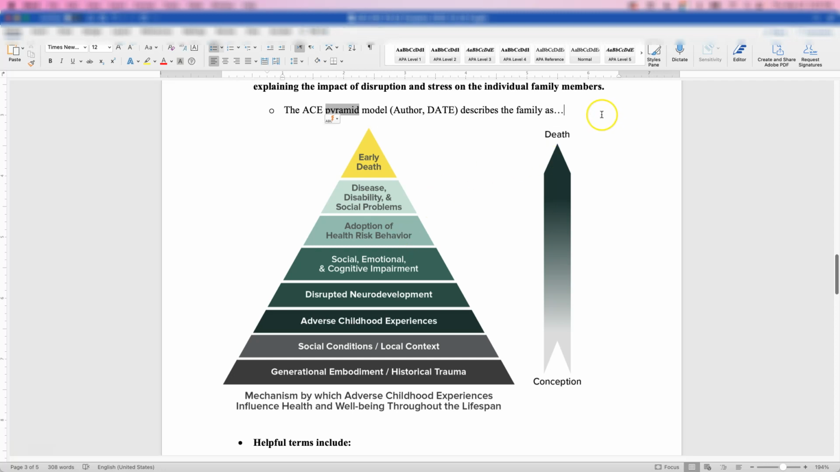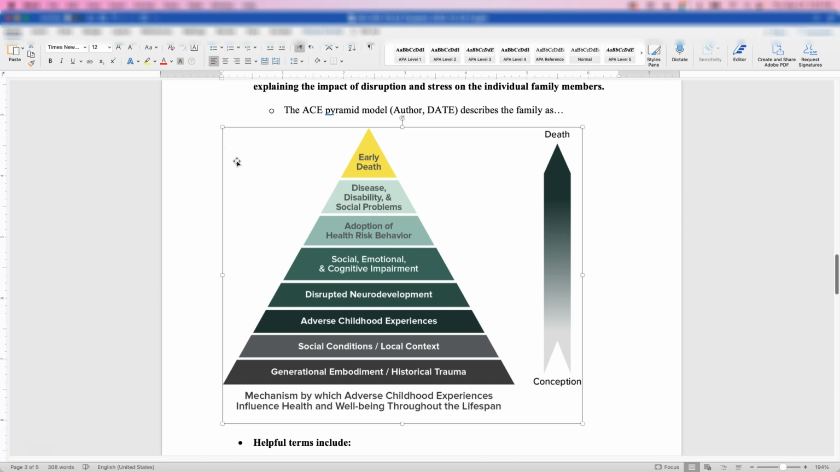Now, something else to be aware of here is that you don't just insert a figure in APA style. You also should be referring to it. And there are a couple different ways that you would be doing that.